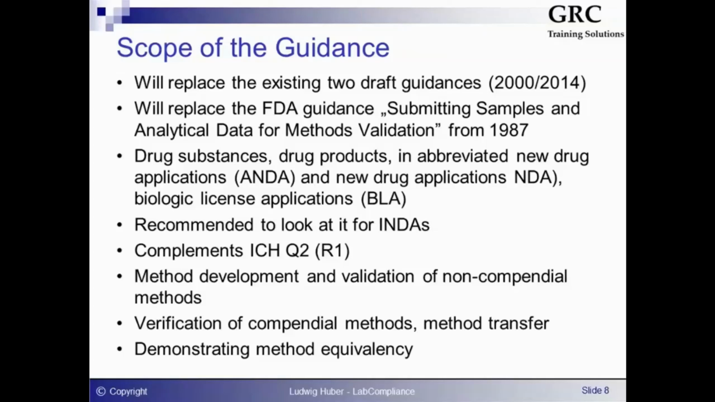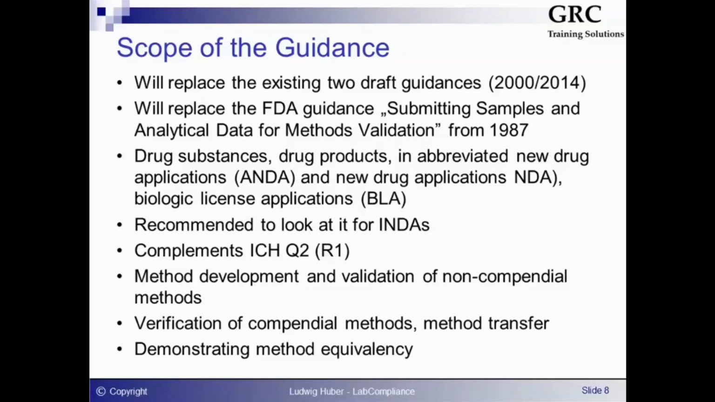The new guide applies to drug substances and drug products for abbreviated new drug applications, and for biologic license applications, so it's quite universal. The guide also recommends to consider the listed requirements for investigational new drug applications, and it complements ICH Q2, and it applies to method development and validation of in-house developed methods, as well as for verification of compendial methods and for transfer of analytical procedures.